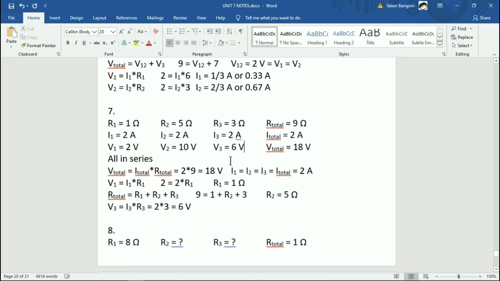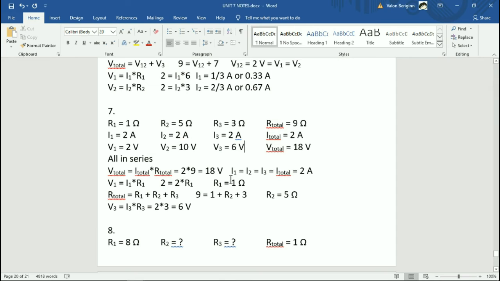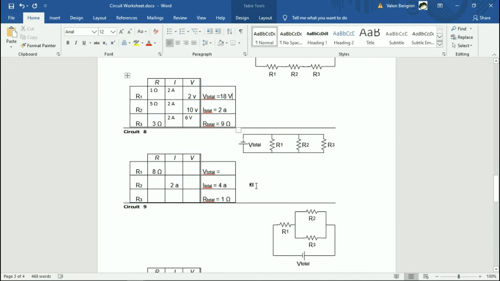The other ones are not necessarily the case. So let's see. Okay, what do we have for the numbers here? So we have 3, we have 1, 5. Okay, currents are all 2. This is 6V, and the total is 18V. Okay, moving on to the parallel one.